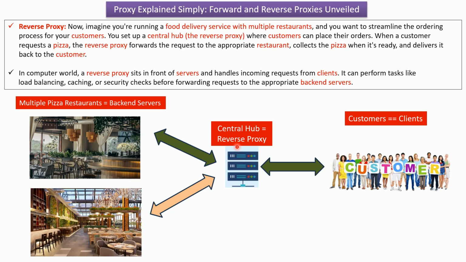Now we will see what is reverse proxy. Now imagine you are running a food delivery service with multiple restaurants, and you want to streamline the ordering process for your customers. So you set up a central hub where customers can place their orders. When a customer requests a pizza, the central hub forwards the request to the appropriate restaurant based on the order, collects the pizza when it is ready, and delivers it back to the customer. In this scenario, the central hub acts as a reverse proxy.